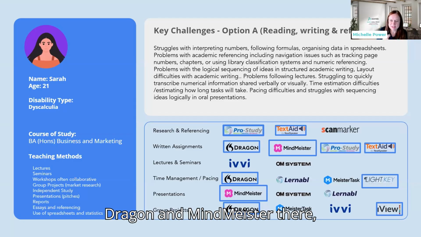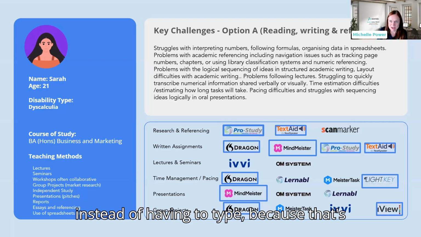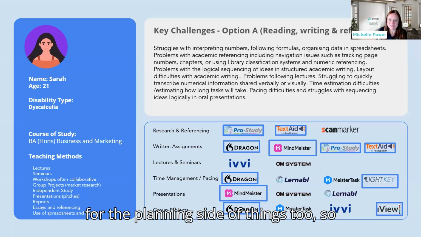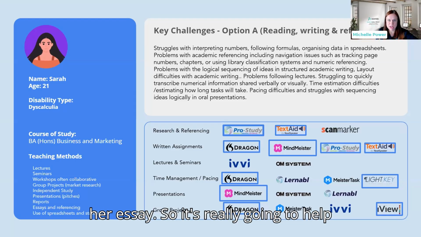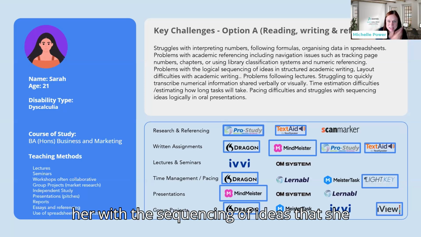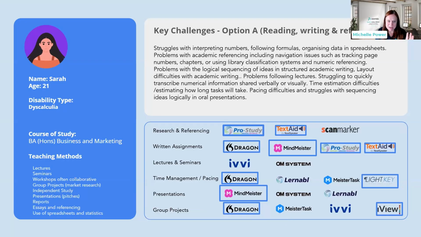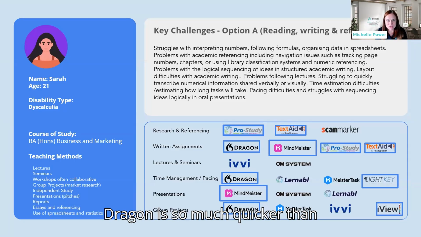But also we've got Dragon and MindMeister there. Dragon, so that she can speak and do the writing that way instead of having to type, because that's going to save time. And then MindMeister for the planning side of things, so she can visually see what she's going to write and how she's going to structure her essay. So it's really going to help her with the sequencing of ideas that she has difficulty with because of her dyscalculia. Moving on, there's time management difficulties, and Dragon is so much quicker than typing. So she's going to save a bit of time if she speaks rather than types.